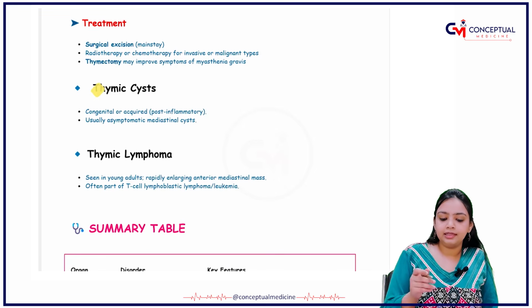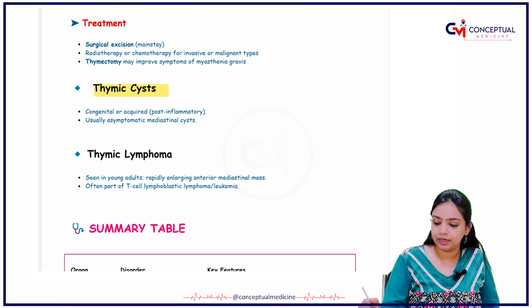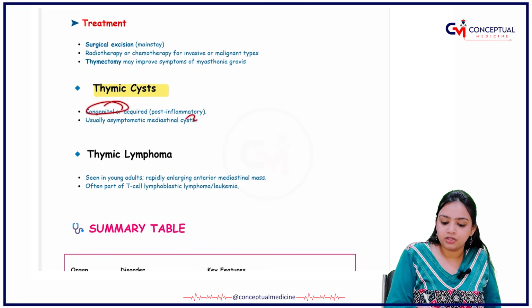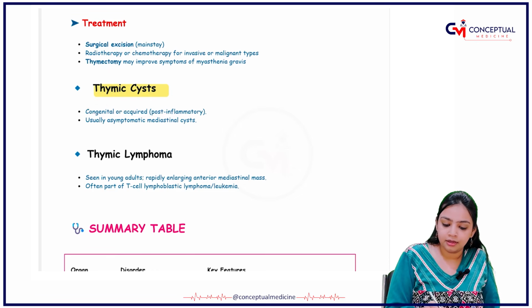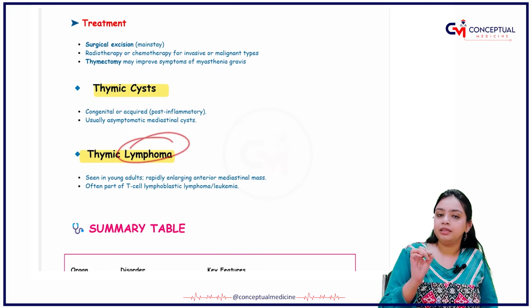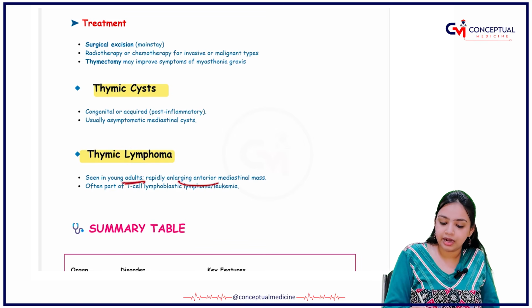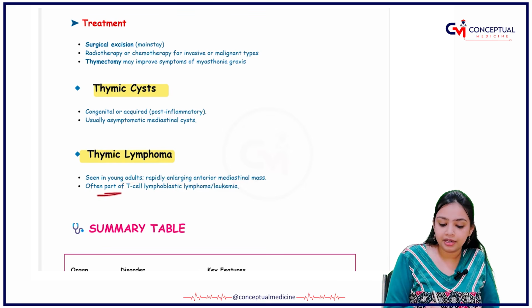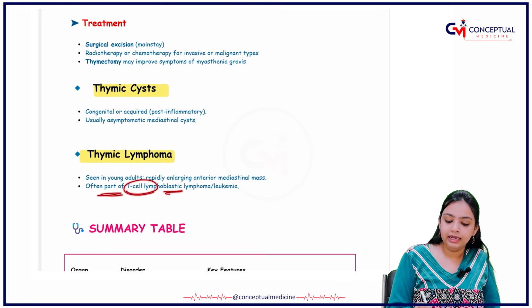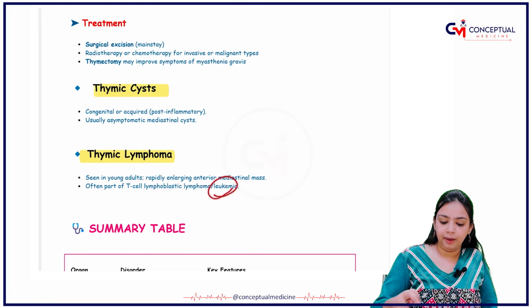Coming on to the next thing, that is the thymic cyst. Now in the thymic cyst, it can be congenital or it can be acquired. Next is thymic lymphoma. In the thymic lymphoma, they are mainly seen in the young adults, rapidly enlarging anterior mediastinal mass. It is often part of T cell lymphoblastic leukemia.